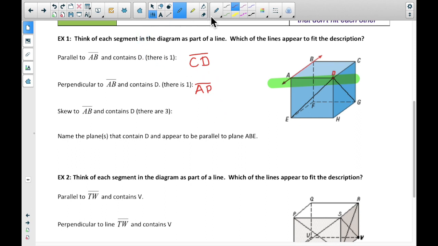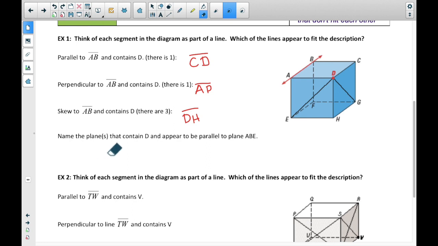Now this word skew, I think was kind of an interesting word. Skew to AB and contains D. That means it's not parallel and it never hits it. So if we look at our choices, there are a lot of things that hit that line, but we need to come up with something that doesn't hit it. So I'm going to come over here to something that doesn't hit it, goes through D, but is not parallel. And so that's going to be this one, DH.